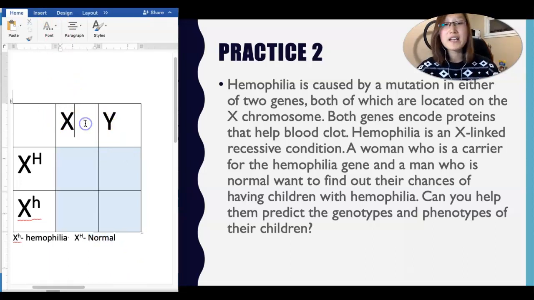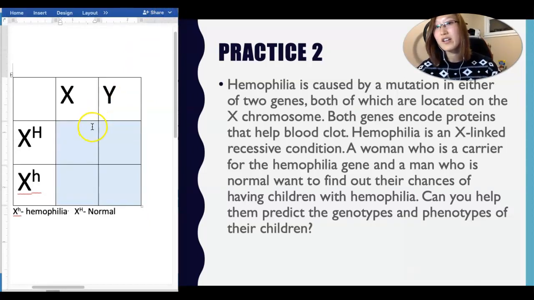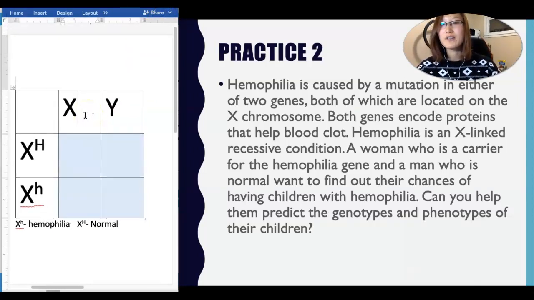And then we have a man who is normal, and they want to find out the chance of having a child with hemophilia. So why is this important, right? Sometimes people need to consider, do I want to have this child or not? What are the chances of this child getting a certain genetic disorder? You want to figure out before the child is born sometimes, right?